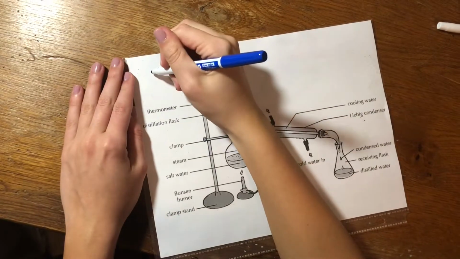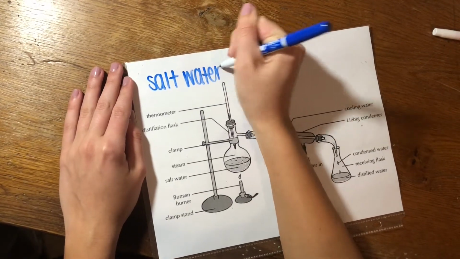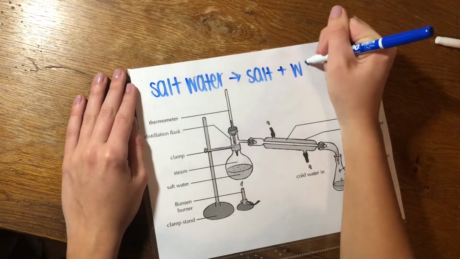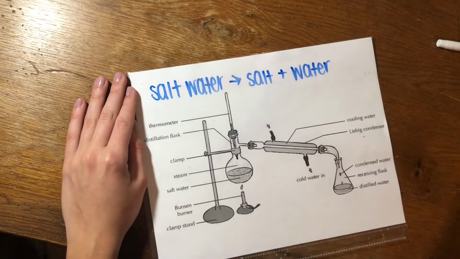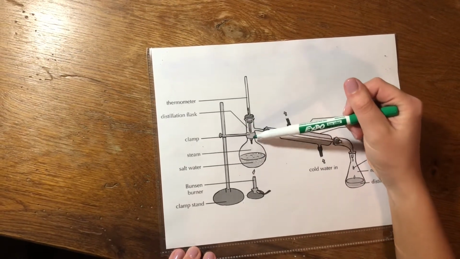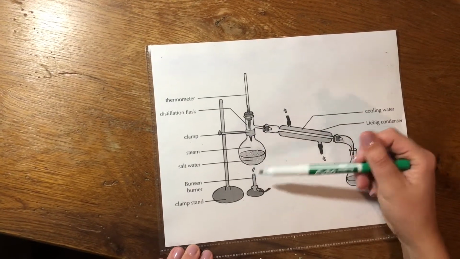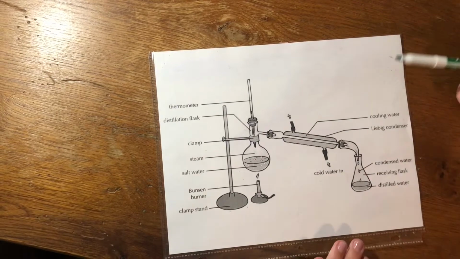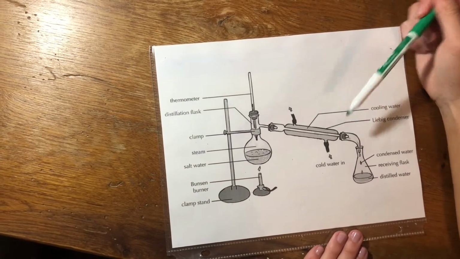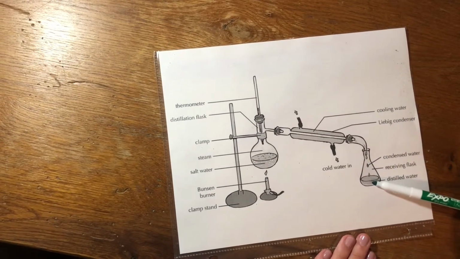In this example, we have the separation of salt from salt water. So here we have the thermometer, the distillation flask, the clamp, the steam, the salt water, the Bunsen burner, and the clamp stand. On this side, we have the Liebig condenser, the cooling water running through, the condensed water, the receiving flask, and finally the distilled water.